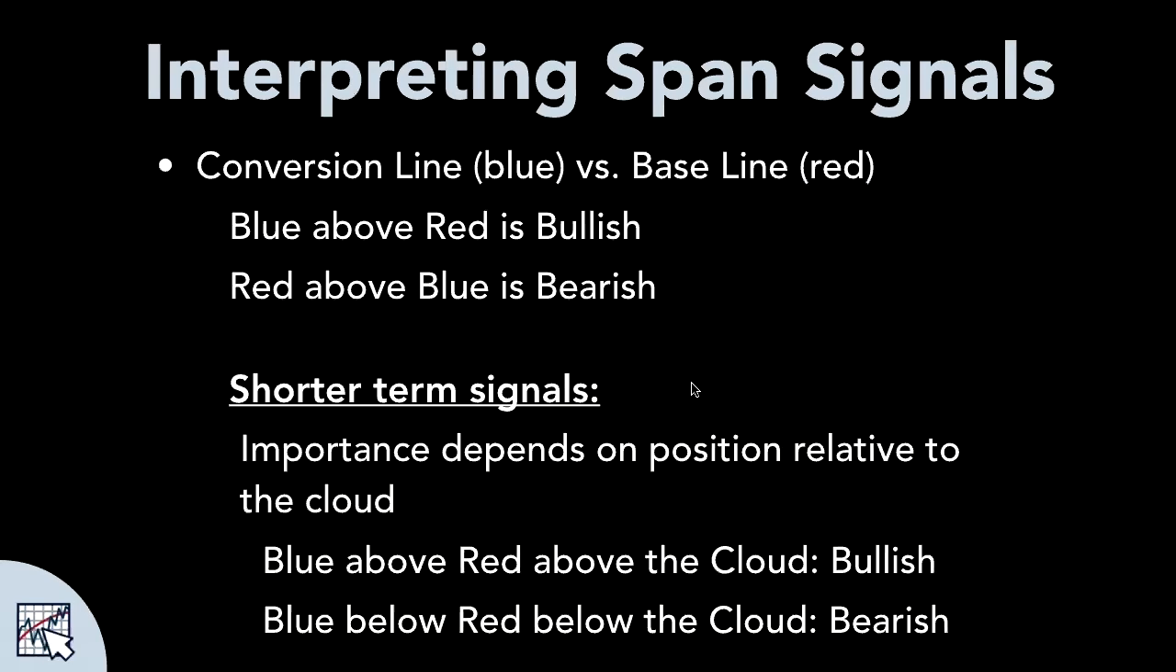But you can get even shorter signals and more interesting signals by comparing not only the red and the blue line to themselves, but also the red and the blue line to their position to the cloud, to the relationship of the cloud itself. So if blue is above red, which we just said is a bullish situation, but that's also above the cloud, then it's more bullish. If blue is below red and it's below the cloud, then that's more bearish. So it's not just this relationship here, it's also the relationship to the cloud itself.